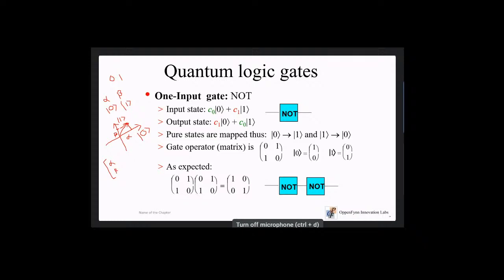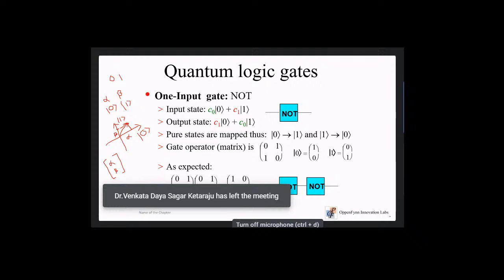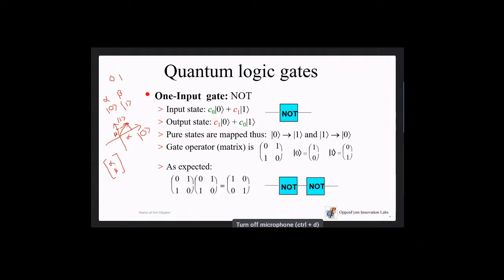Now, let's look at the simplest example, the NOT gate. In case of the classical bit, we know what the NOT gate does. If you have a 0, the classical NOT gate will give you a 1. If you have a 1 in classical gate, the NOT gate will give you a 0. Now, how does it work in case of a quantum bit? I guess a bit of it is intuitive, but still I will go through it.